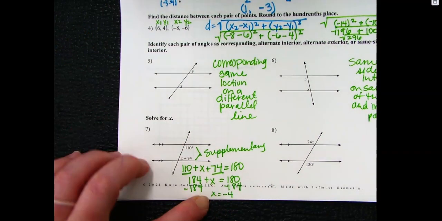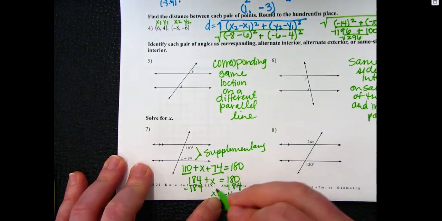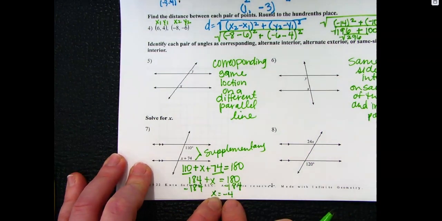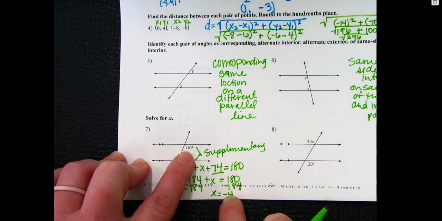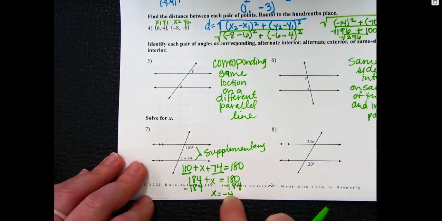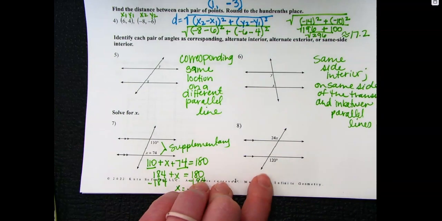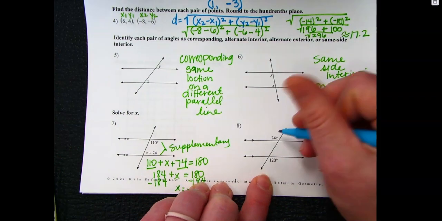And it's okay for x to be negative because x isn't actually the angle, it's just the x. When you plug it back in, -4 plus 74 gives you 70. So 70 degrees and 110, that is supplementary. So that's perfect.